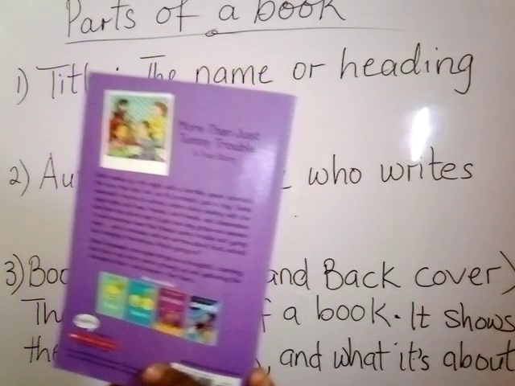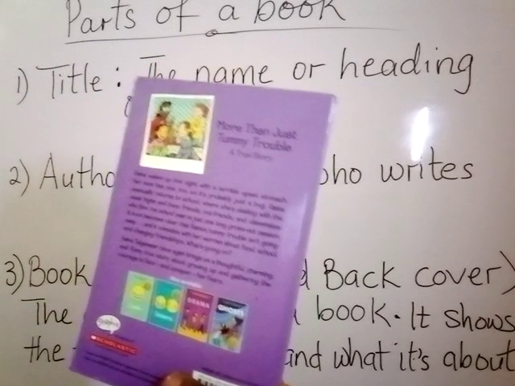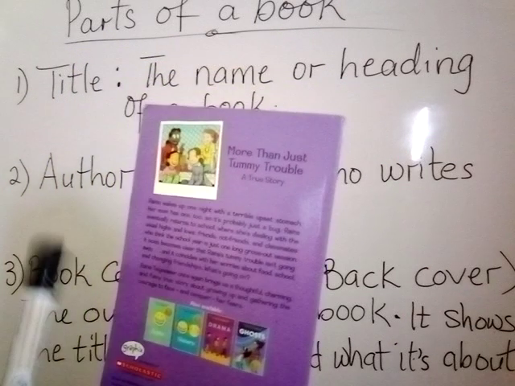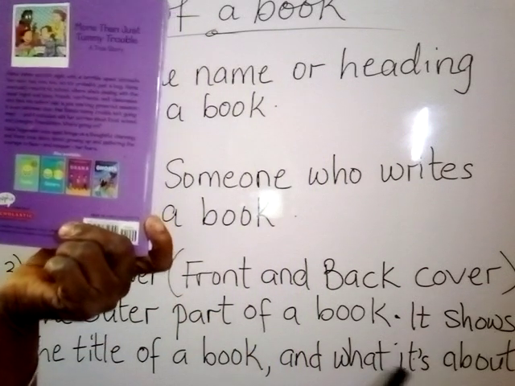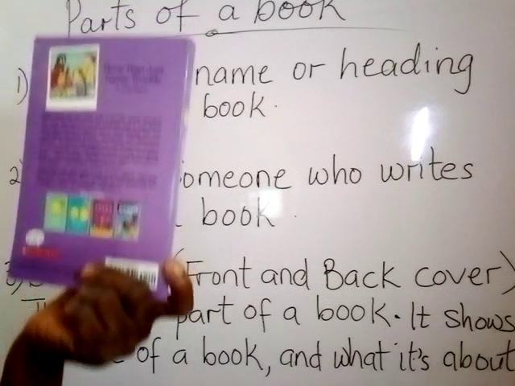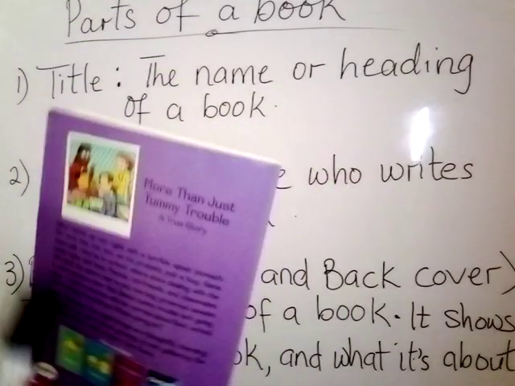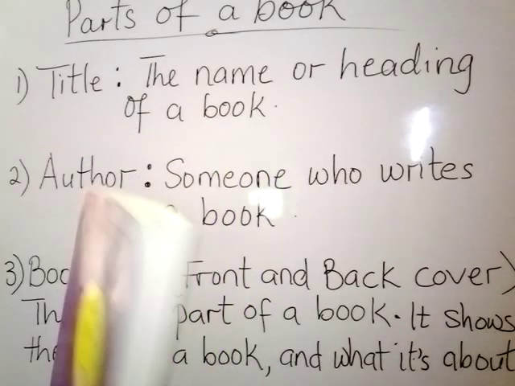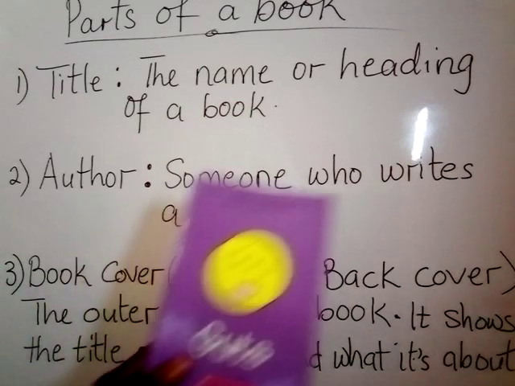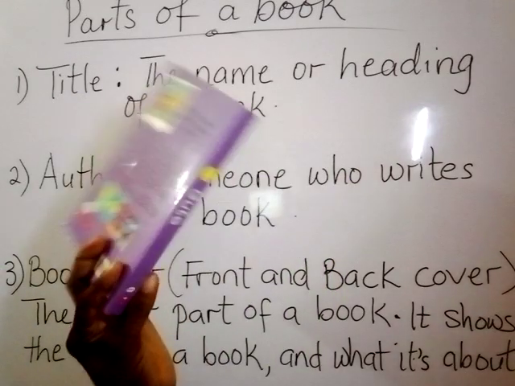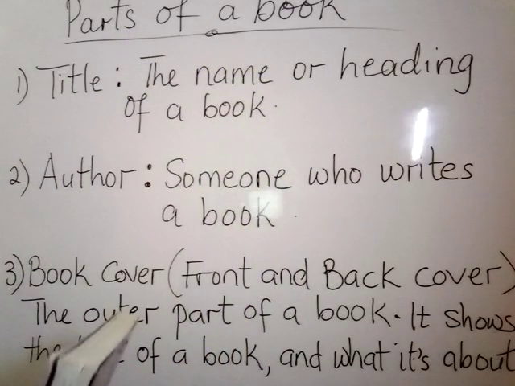And at the back, it gives you a brief introduction. It tells you in a short way what the whole book is about. That's what it means when it says it shows what it is about. So it tells us briefly at the back here what the book is about. So the front and the back and even the side you're seeing all form the book cover. Okay, so the purple part you're seeing, the front and the back, is the book cover.